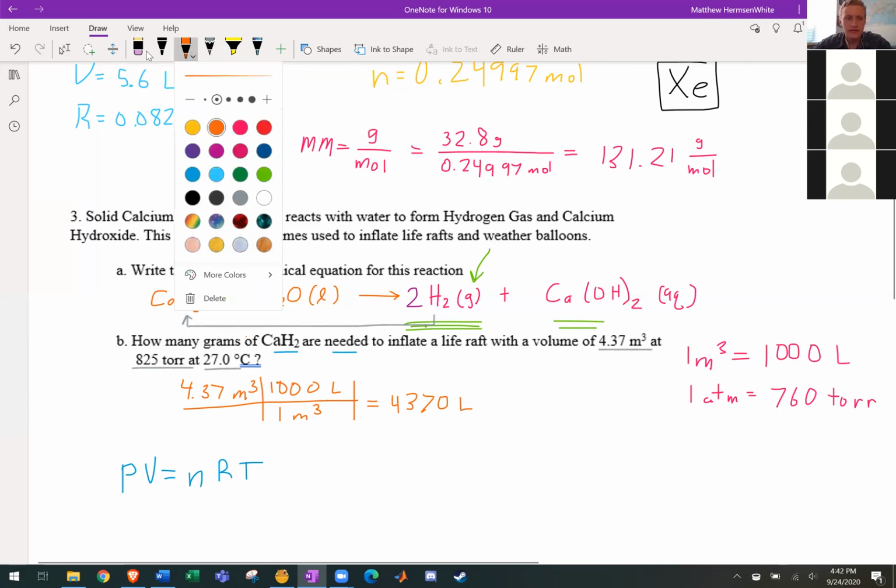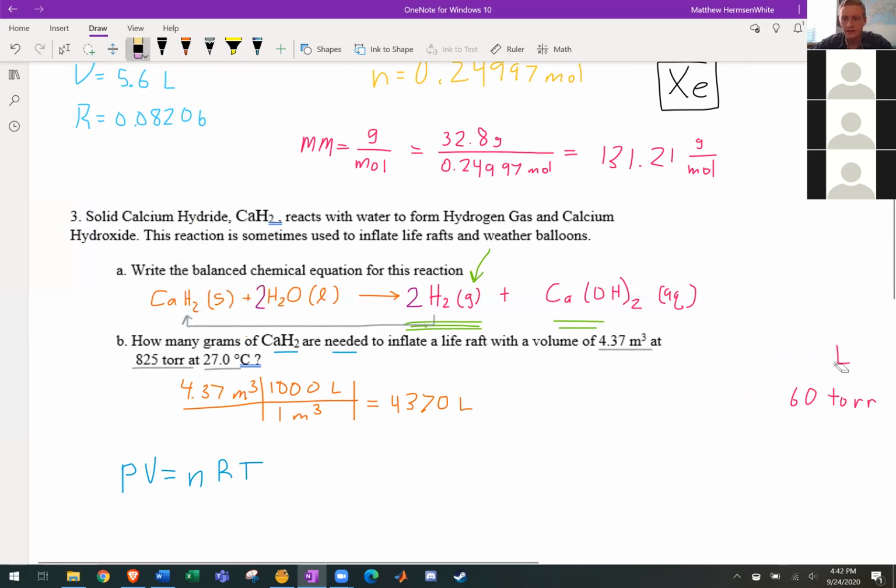For the ATM to torr, I'm going to erase that. We do the same thing, so 825 torr, and 1 atmosphere is going to be equal to 760 torr. And I put torr on the bottom so that it cancels, 1 unit on top, 1 unit on bottom. And this comes out to be, let's see here, 1.086 ATM.